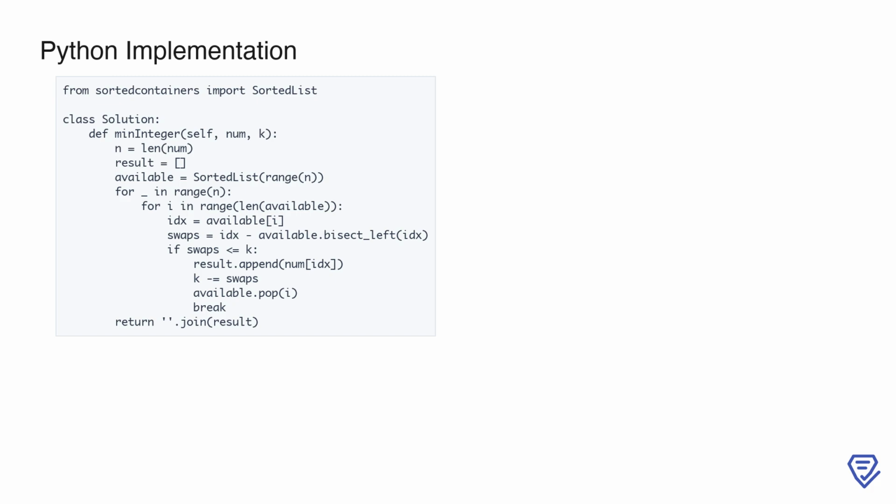2. Greedy selection. For each position in the result, we iterate through the indices in available to find the smallest digit that can be moved to the current position with at most k swaps. 3. Counting swaps. Using SortedList's bisect_left, we calculate the number of swaps needed to move a digit by determining how many elements are before it in the current order. If the swaps are within the limit k, the digit is added to the result. 4. Update state. After choosing a digit, we update k, subtracting the swaps used, remove the used index from available, and continue until all digits are processed. This approach ensures an efficient way to determine the result while adhering to the constraints of the problem.